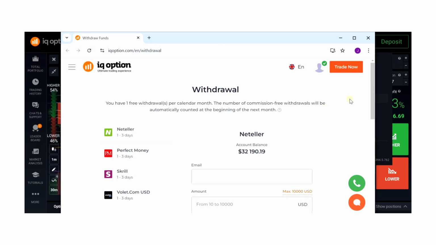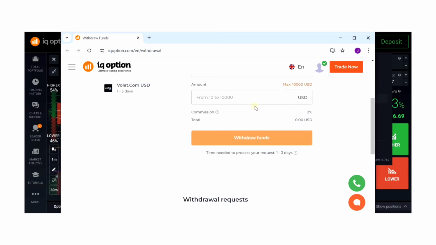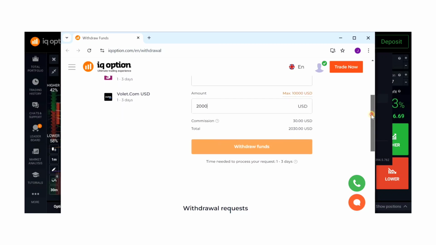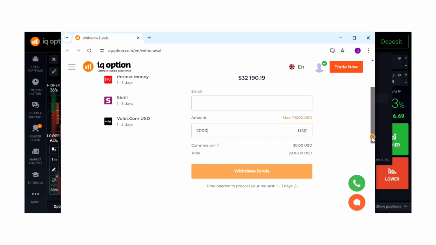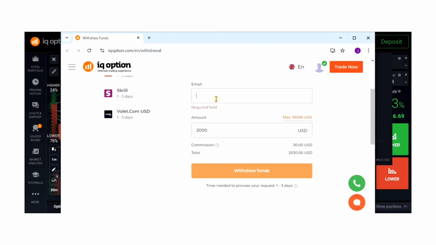Okay, I'm going to make a $2,000 withdrawal. You see now what they wrote here: the time needed to process a request is 1 to 2 days, but sometimes it comes immediately. So I'm going to put in my email address now, but before then I'll pause it, because I want to prevent this privacy issue. Okay, let me put it there.